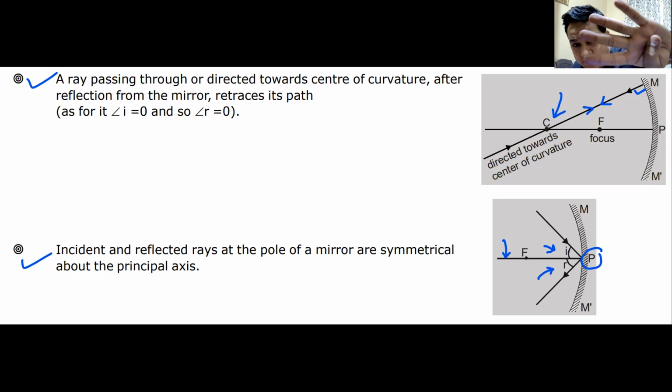So now you have 4 rays. Out of these 4 rays, you may not have to draw all the 4. You need only 2. Whatever 2 you are comfortable with, draw them, make them intersect. If they are actually intersecting, it is a real image. If they are appearing to intersect, it is a virtual image. Draw any 2, draw the ray diagram, get the answer, stay happy.